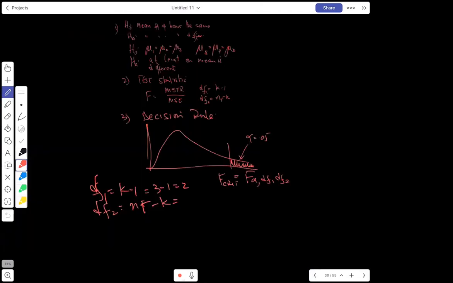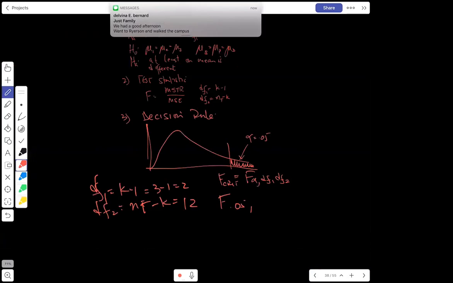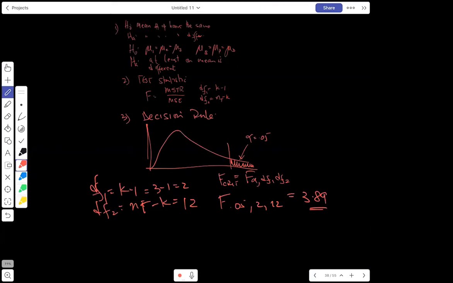I think we're going to have the same critical value, 12, as before. So F.05, 2, 12, without going back to the table, happens to be the same as the last question we just talked about. So that's step 3. Step 4 is where we have to develop the ANOVA table.